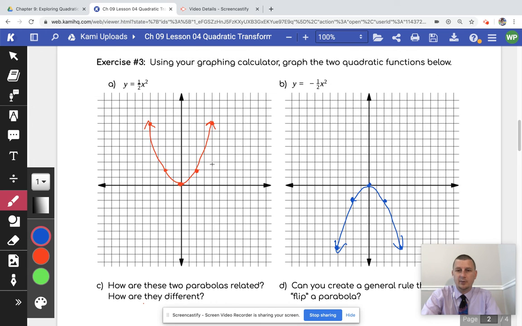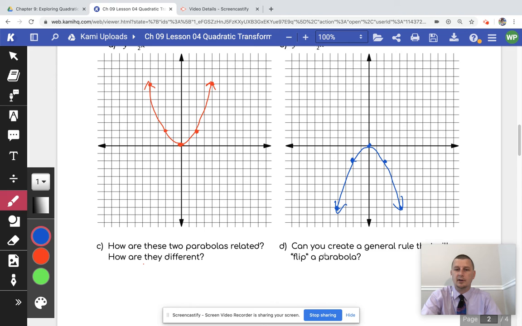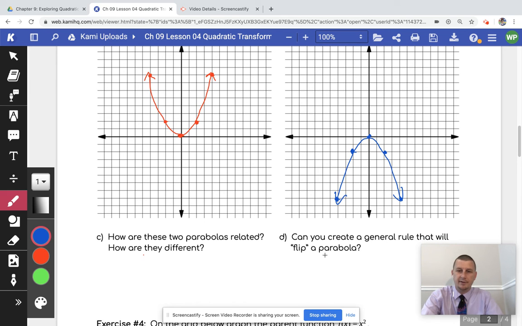And how are they different? Well, one is opening upward. We say that this is opening upward when it's looking like this. And this one is opening downward. So it's pointed downward. So that's how they're different.